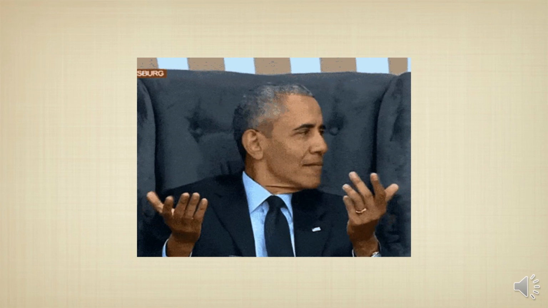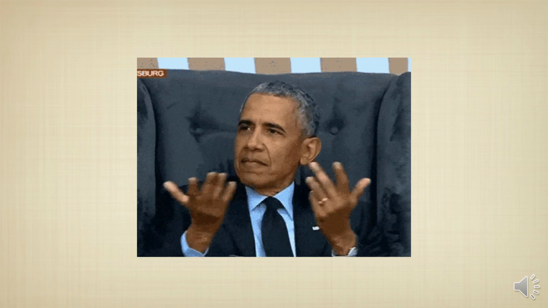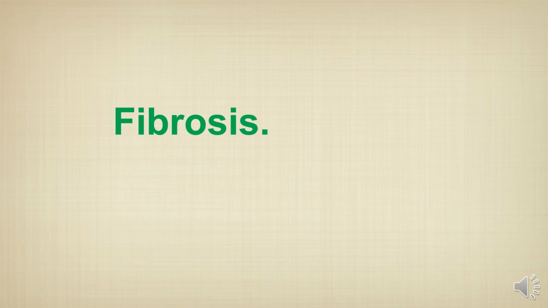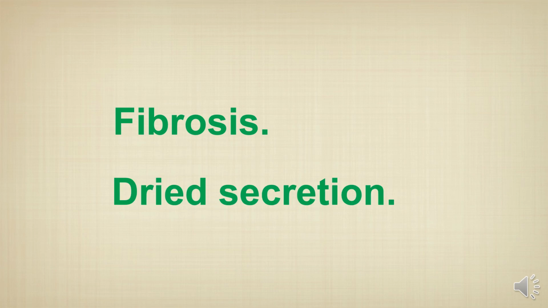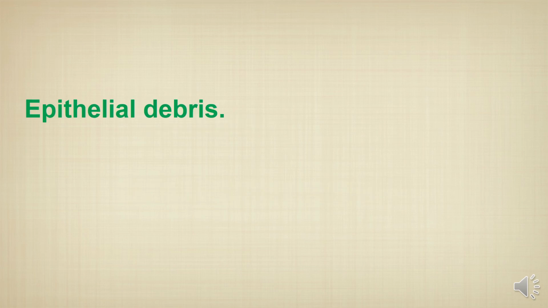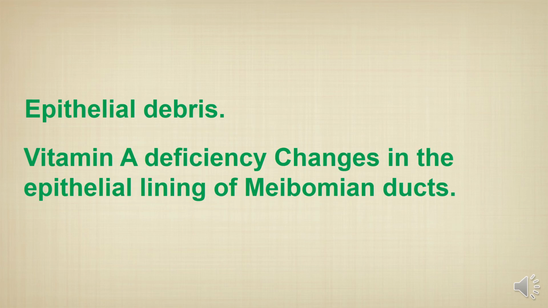What causes meibomian gland duct obstruction? Many theories exist: fibrosis, dry secretion, epithelial debris, vitamin A deficiency, and changes in the epithelial lining of meibomian ducts.